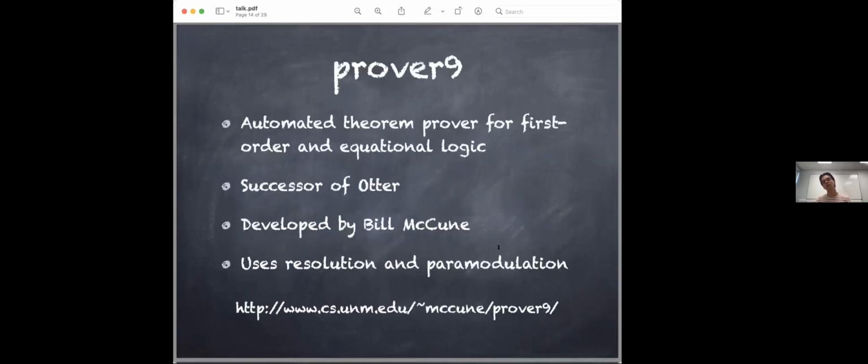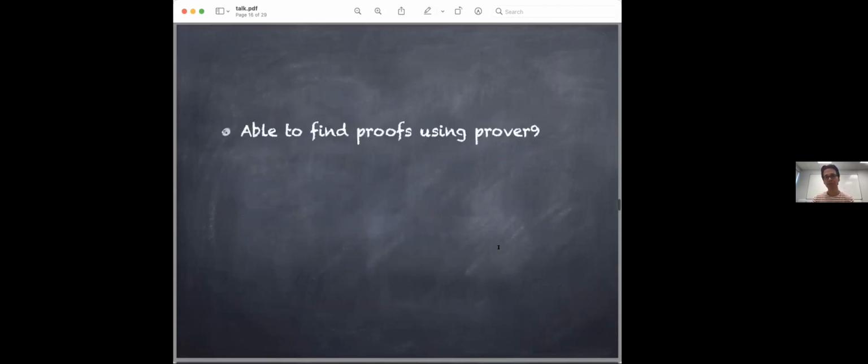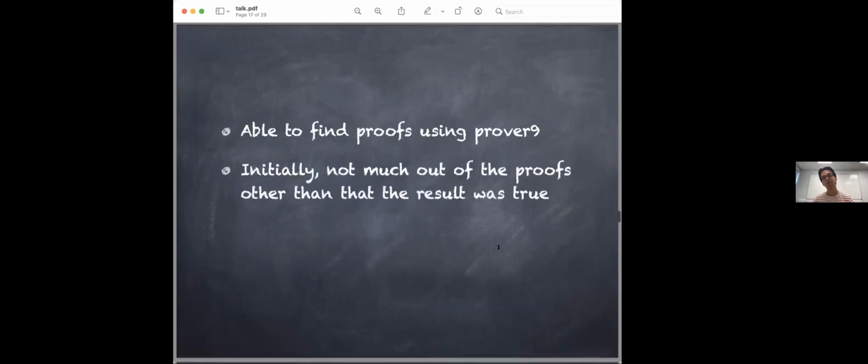Because Prover 9 is really good at dealing with equational theories, and the theory of bounded hoops is an equational theory, we just fed that equation into Prover 9, and Prover 9 was able to find a proof of this in just a few minutes. But then we had hundreds of lines of paramodulation that we couldn't really understand. We just knew that the result was true, but not much more than that.